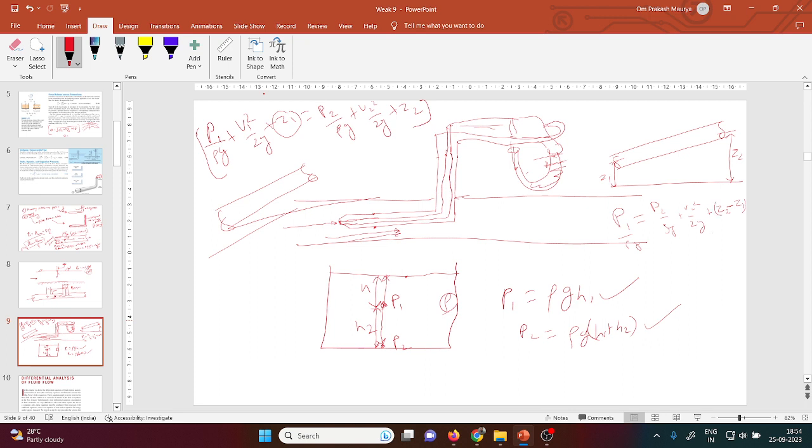Z2 minus Z1 minus V1 square by 2G. Okay, no issue. So here is these things. If you want to take the datum, let's say some little bit above, let's say here, if you want to take the datum, so here Z is equal to 0 and Z2 is equal to what? Let's say something.